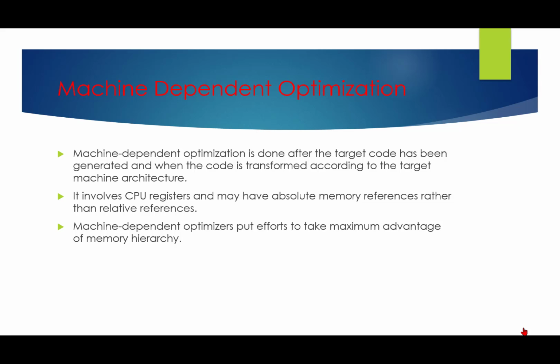Machine-dependent optimization is done after the target code has been generated, and when the code is transformed according to the target machine architecture, as we said before. It involves CPU registers and may have absolute memory references rather than relative references. Machine-dependent optimization efforts to take maximum advantage of the memory hierarchy.